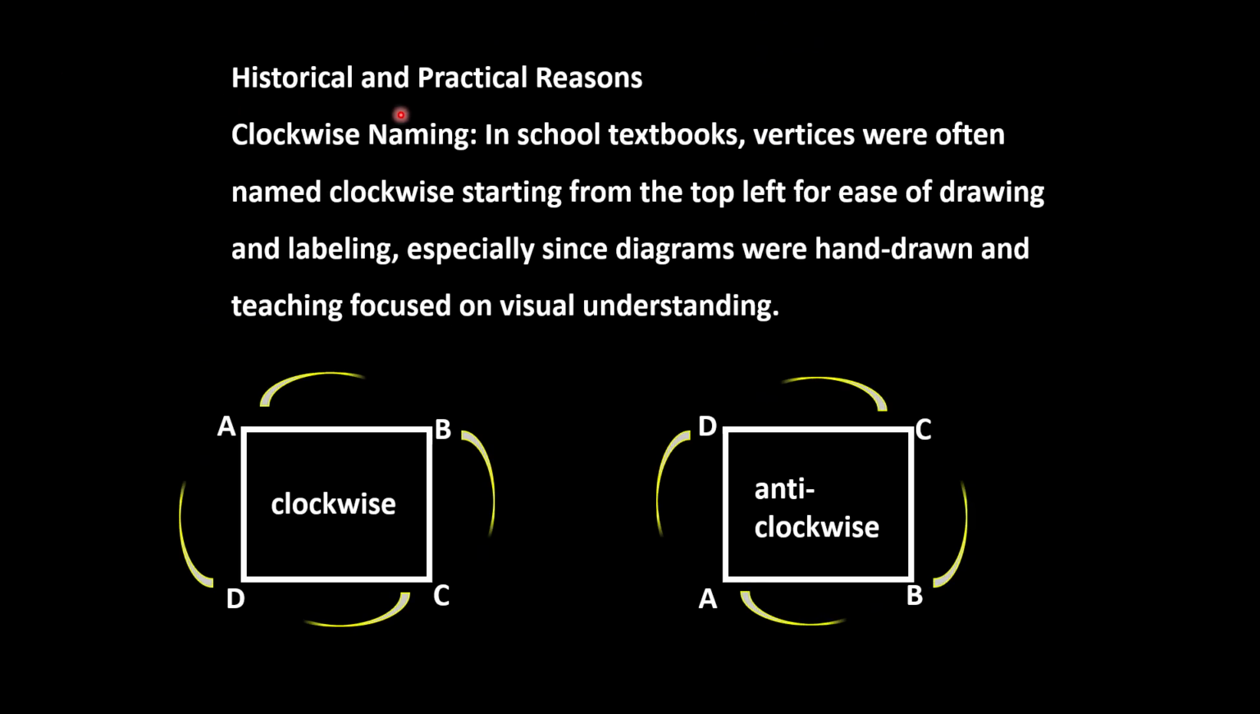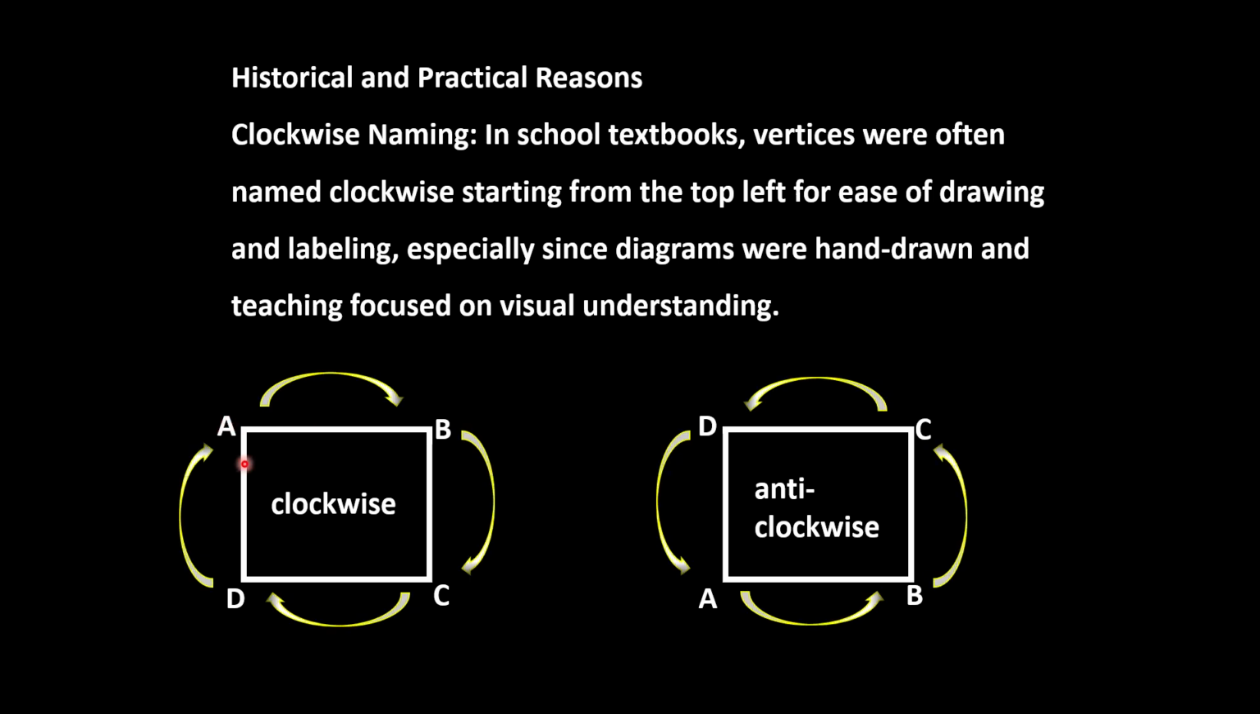So historical and practical reasons. We are talking of the old system, when you started at the top left and moved clockwise. So clockwise naming in school textbooks, that means older school textbooks, vertices were often named clockwise, starting from the top left, for ease of drawing and labeling, especially since diagrams were hand-drawn and teaching focused on visual understanding.